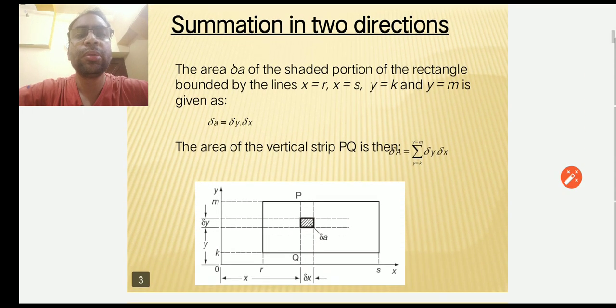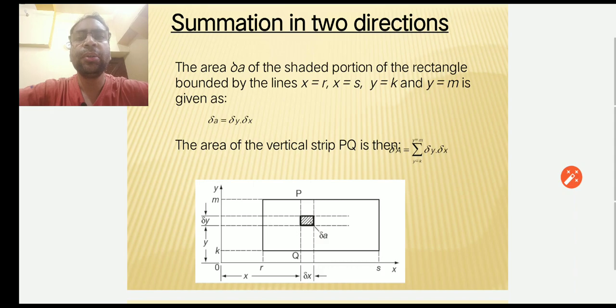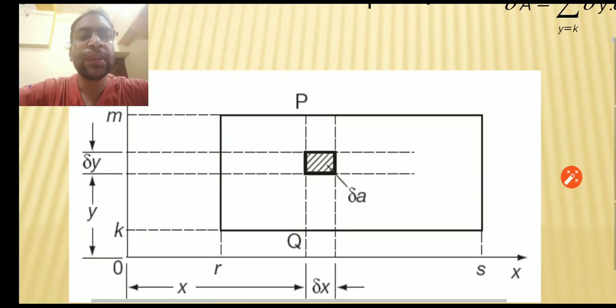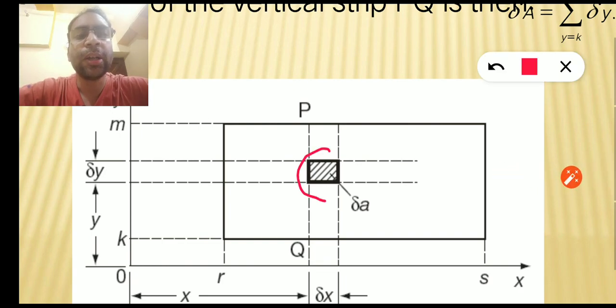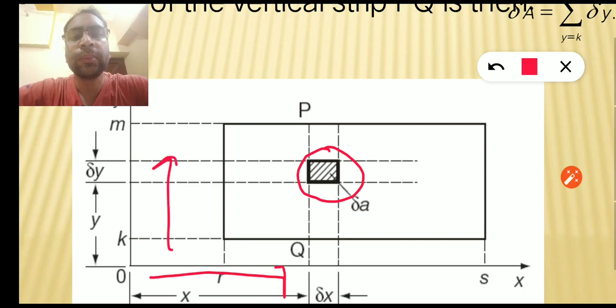Summation in two directions. So we are trying to find out the area enclosed by some boundaries. If we consider this shaded part, we need to find out the area of this shaded part. To reach this shaded part, we have to go in both directions, in the x direction and in the y direction. As we can see, this is a rectangle and the area of the rectangle can be obtained by the product of its breadth and its length.